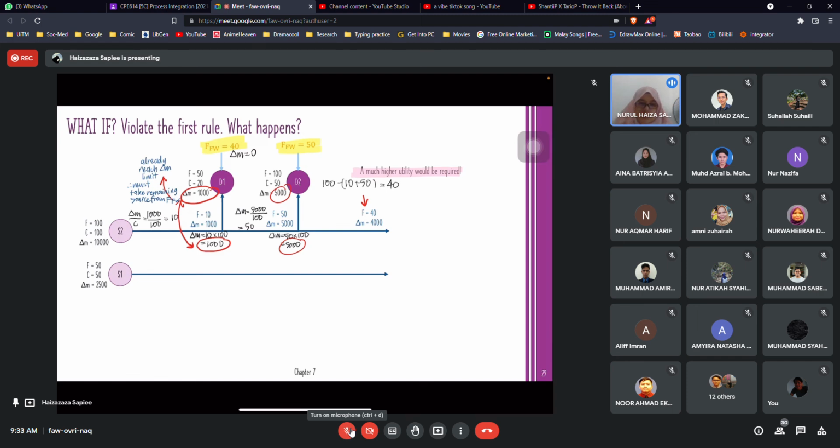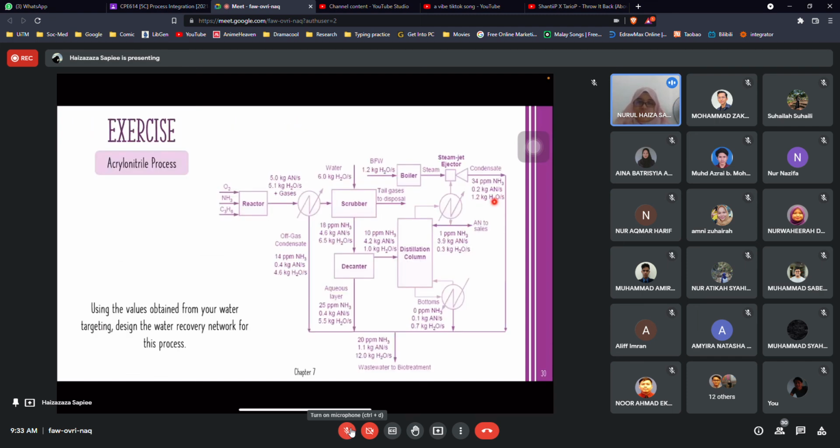So this is an exercise from the one the other day. And this is easier because it only has 2 demands and 4 sources. So try to do it out and it's a lot easier compared to the example we saw the other day. So try that out and we can see whether we can build the water recovery network.